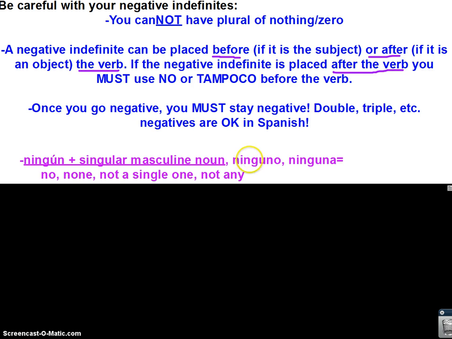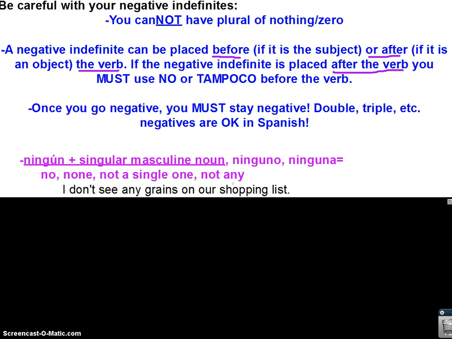Ningún, ninguno, or ninguna. Notice there are not plural options to these like there was with algún, alguno, algunos, algunas, because you can't have plural of nothing. So there are not plural versions of these. And ningún, ninguno, or ninguna can mean, depending on the sentence, no, none, not a single one, or not any. Therefore, please write down this example sentence in English.